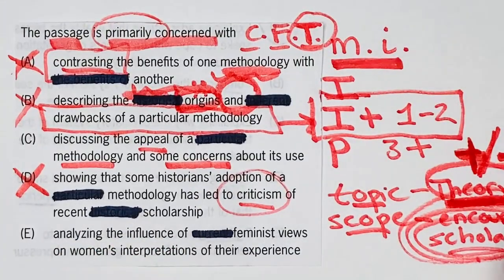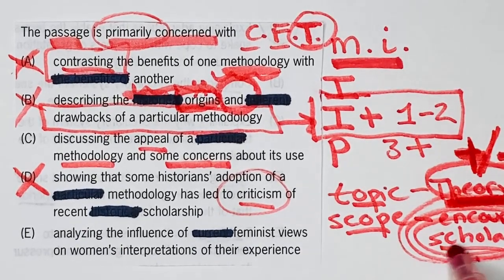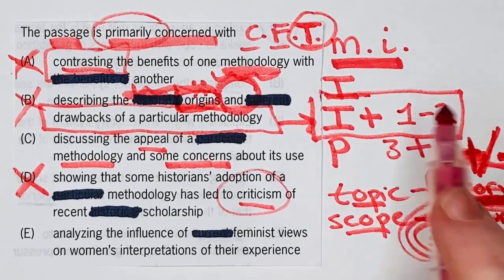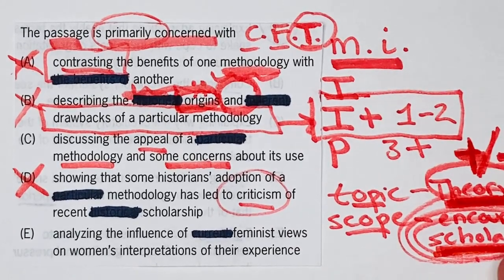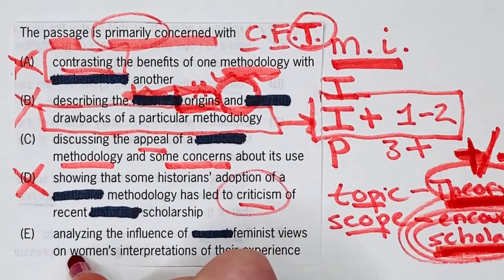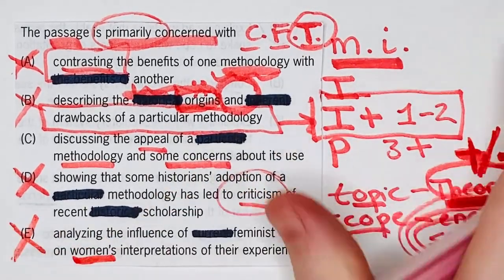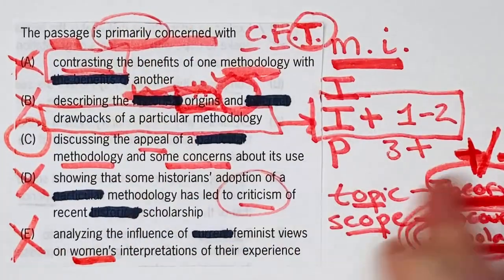It has nothing to do with this theory and the impact it has on scholars. It's interesting because they don't even really get into whether the scholars are women or men, even though it's about feminist theory. They don't ever say that the scholars are only women. So the fact that they're focusing here on only women's interpretations is not quite right. So the best choice here is C.